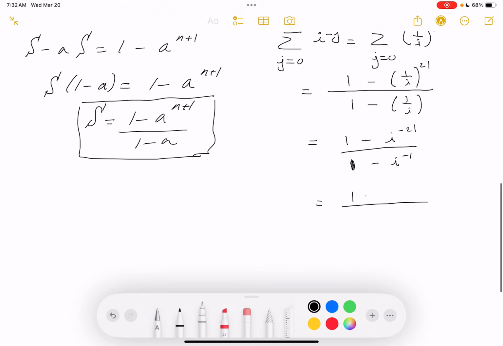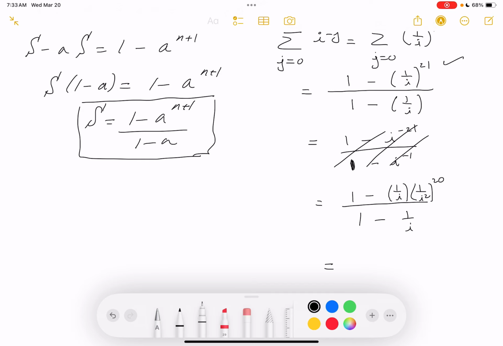So 1 minus, I'm going to write this as a power again. And maybe I should know what the negative exponents mean. I'm going to write this as 1 over i, and 1 over i squared to the 20th power. And I'm really going back over here. So I'm going to cross this one out. Maybe that wasn't so productive. 1 minus 1 over i.